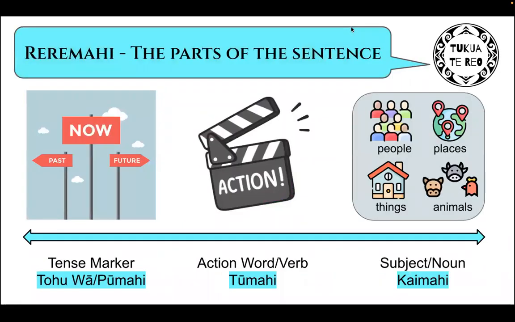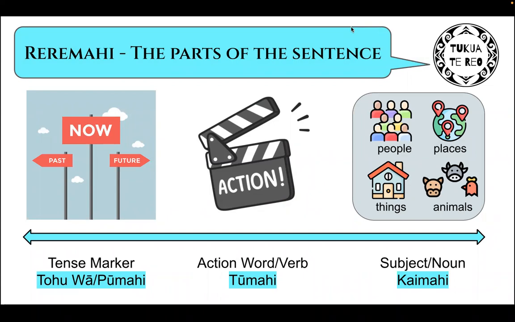So here are the main parts of the reremahi sentence. The first part of the sentence is the tense marker, or tohu wā, which indicates when the action is happening. So tohu wā literally translates to signify time. The tense marker in these sentences can also sometimes be called a tūmahi. This is used to show whether the tense being used is either the past, the present, or the future.